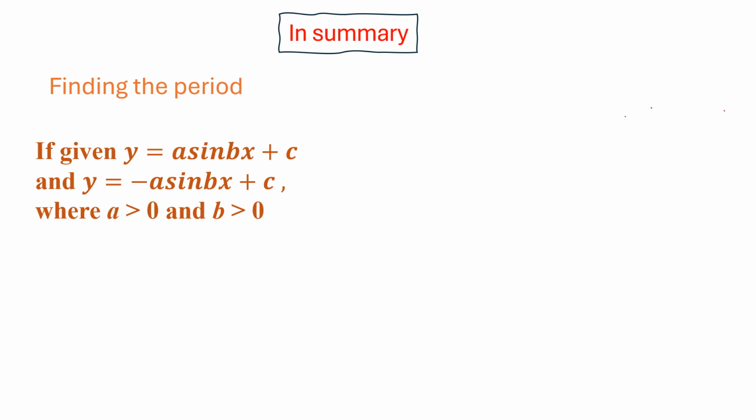Right, then how do you go about finding the period? So if you're given the trigo functions, the sine functions, then the period is just 360 degrees or 2 pi divided by b.